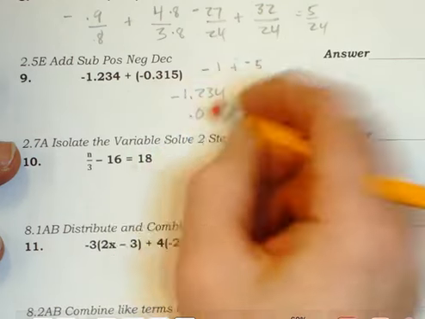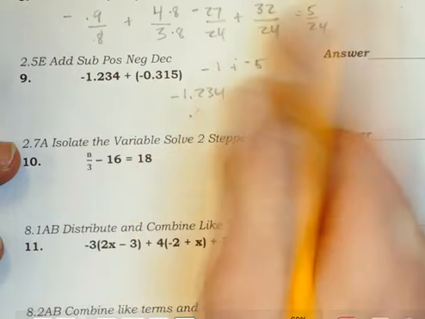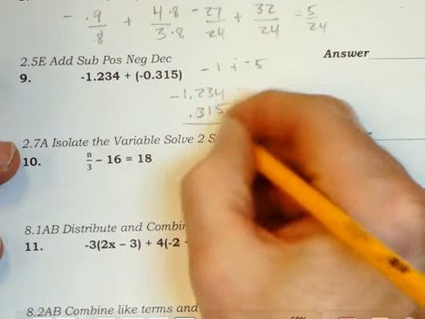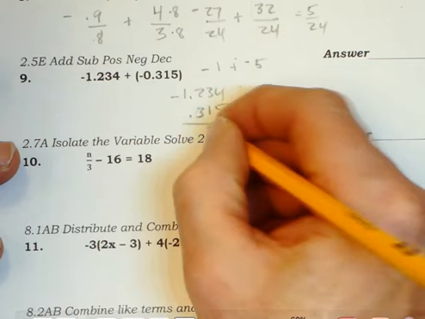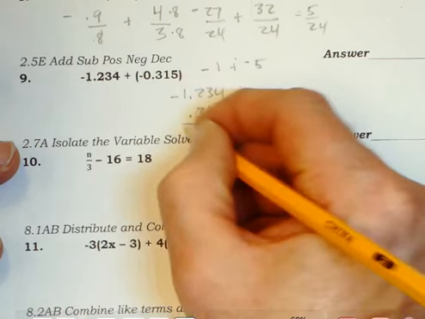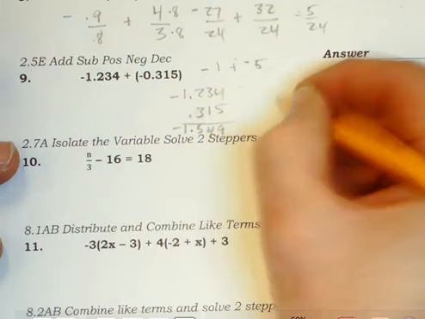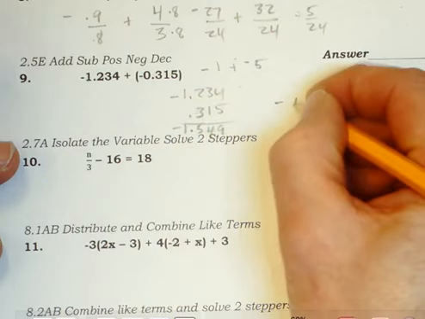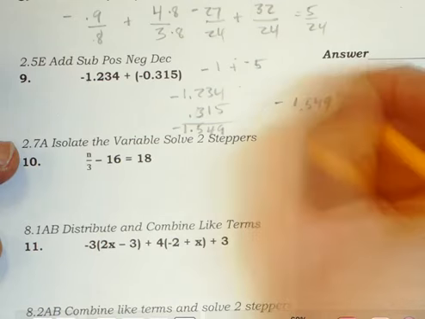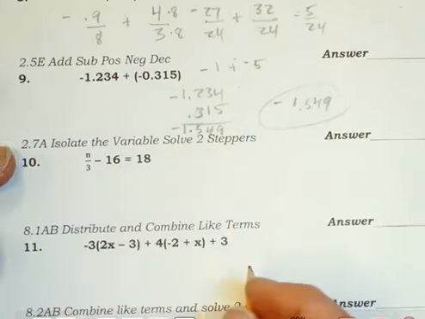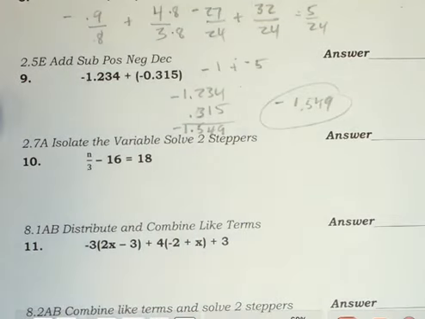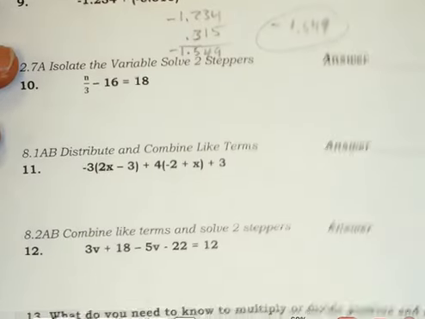Ooh, did that wrong? It's 0.315. 4 and 5 is 9. 3 and 1 is 4. 2 and 3 is 5. I got my decimal in here, and this is 1. So it's a negative 1.549. Negative 1.549. Double check my work here. That looks handy dandy.